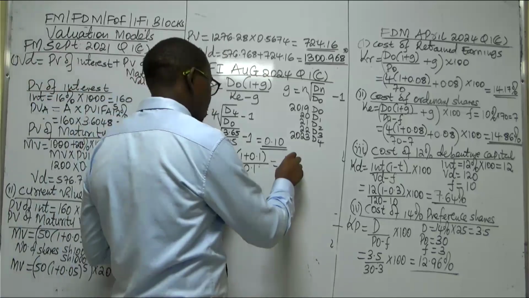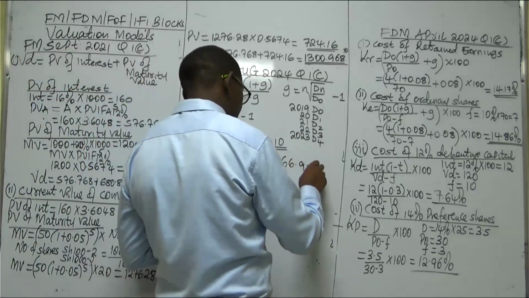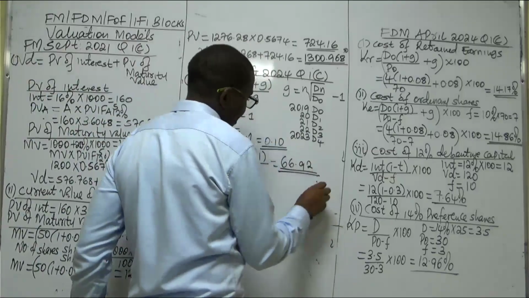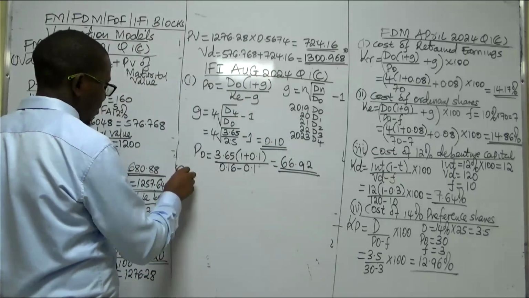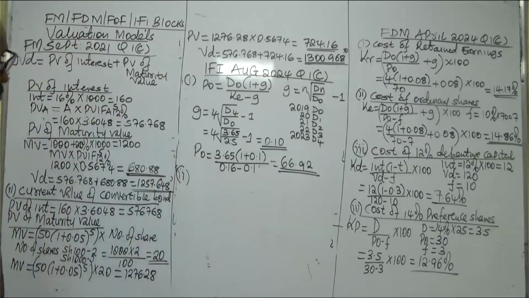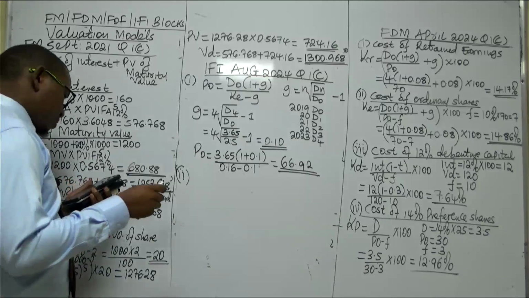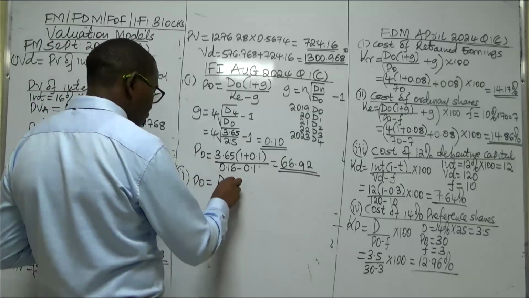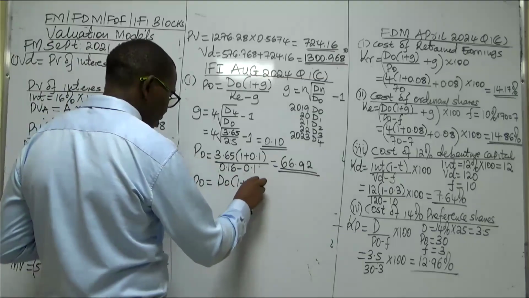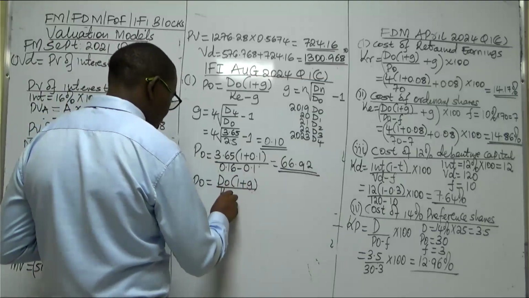This is 66.92. That is the market price. And the old policy, or using the dividend growth rate. So now, using this other one, you can get the value again: D0(1+g) all over Ke minus g.